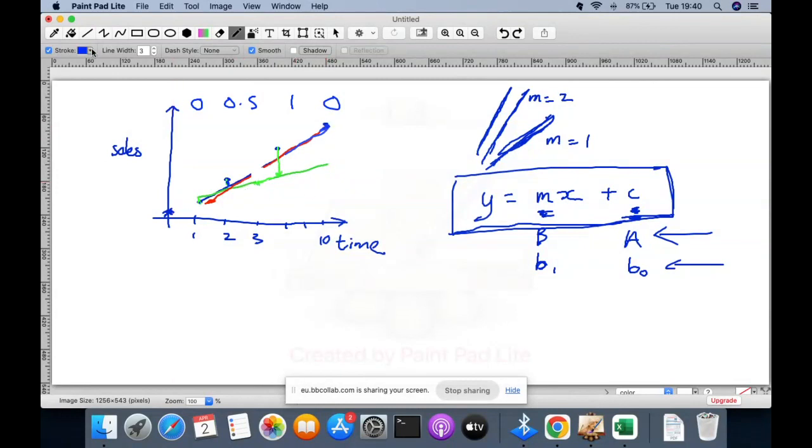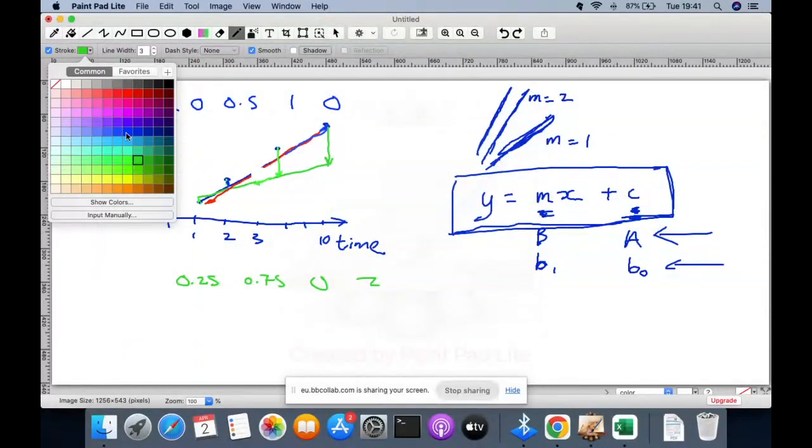For the green line, this first distance is, say, 0.25. The second point here, let's say it's about 0.75. The third point, it's about 0. And the fourth point, it's quite big, so we'll make that 2, etc. And you can see this distance is quite big here. So what we do is we square each one of them.